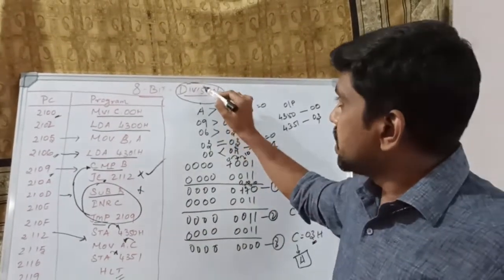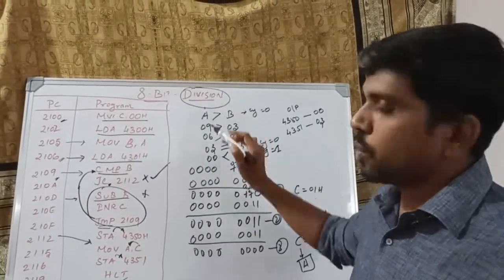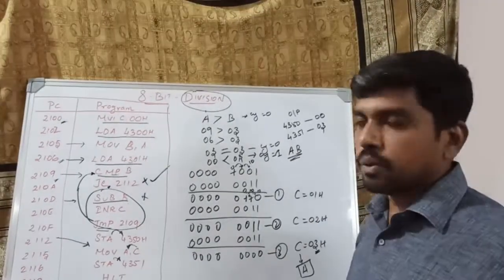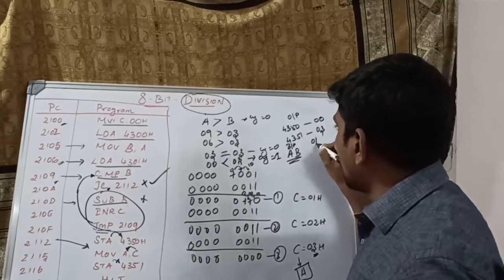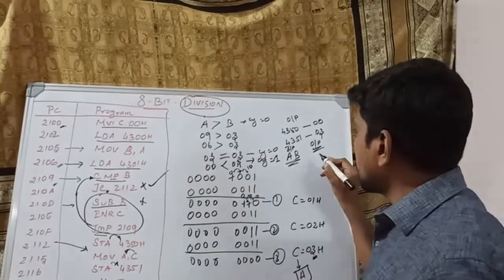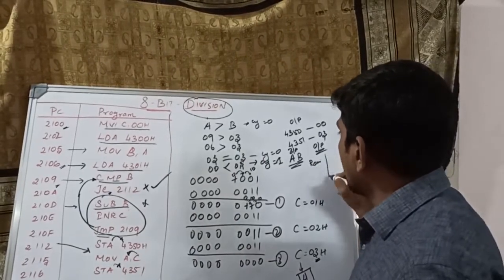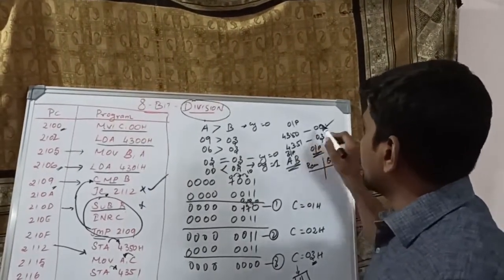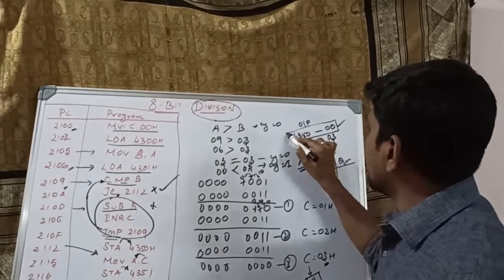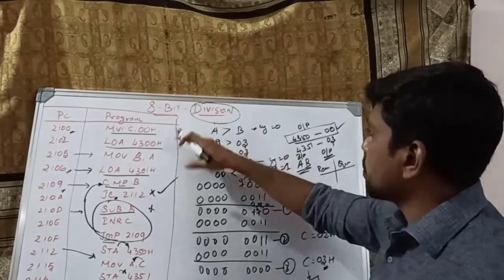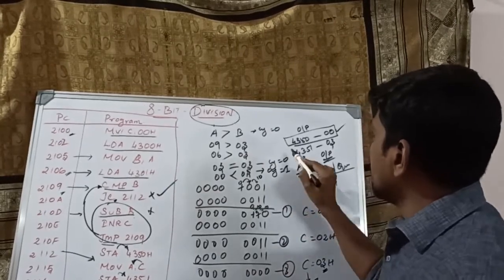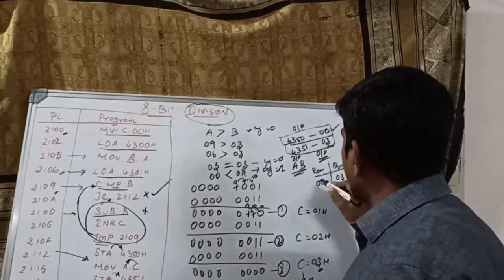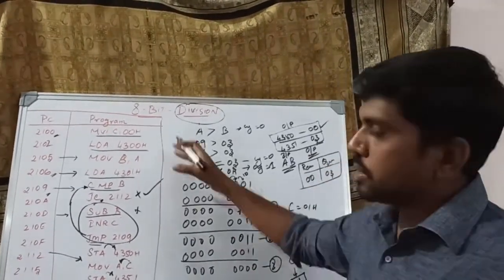So it's a program of division. In this program, you get two inputs, A and B, and two outputs. One output is called the remainder and the other is the quotient. The remainder is stored in 4350. In this 4350 memory location, you store the remainder. In this problem, the remainder is 00. In 4351, you store the quotient value. Now the quotient value is 03. This is the result of the program.